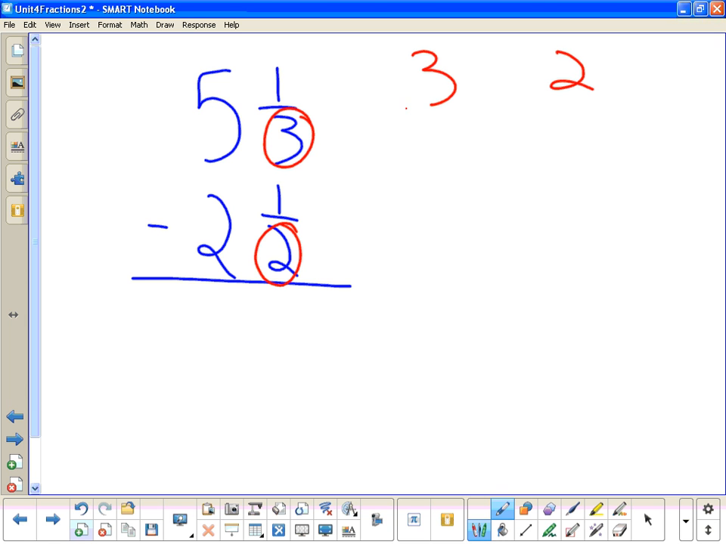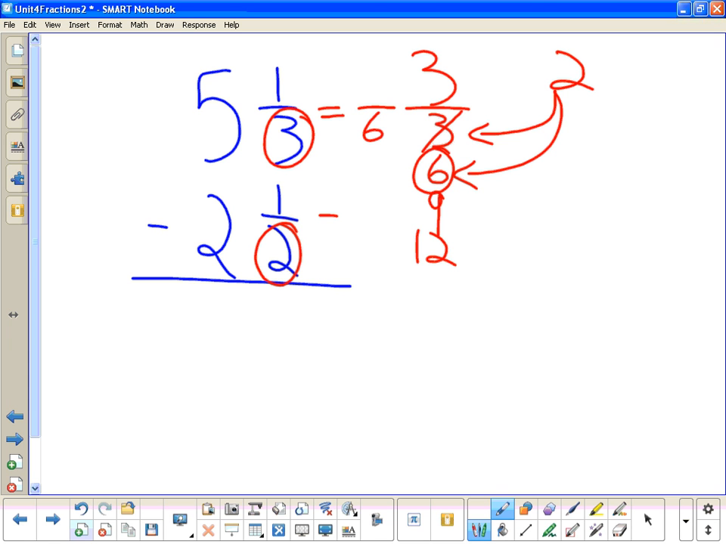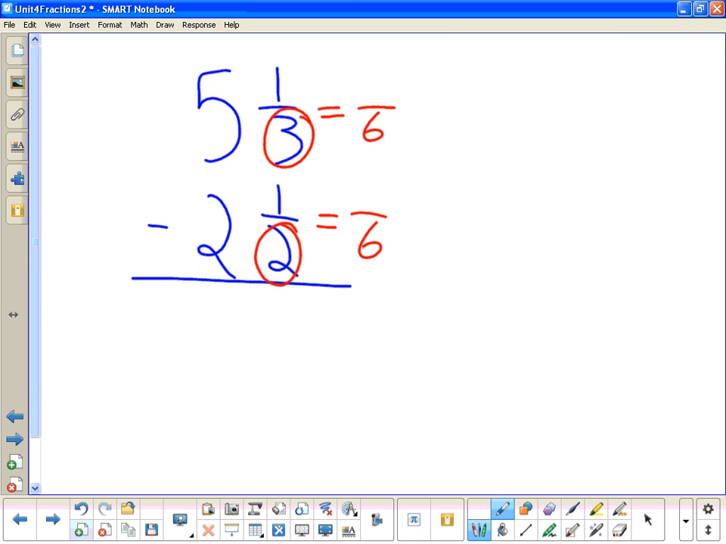So let's start listing the multiples of 3. 3, 6, 9, 12. We'll stop there. We have to ask ourselves now, can 2 go into 3? And we know it can't. But we do know that it can go into 6. So 6 has to be our LCD. Let's give both fractions a denominator of 6 now by solving these proportions.